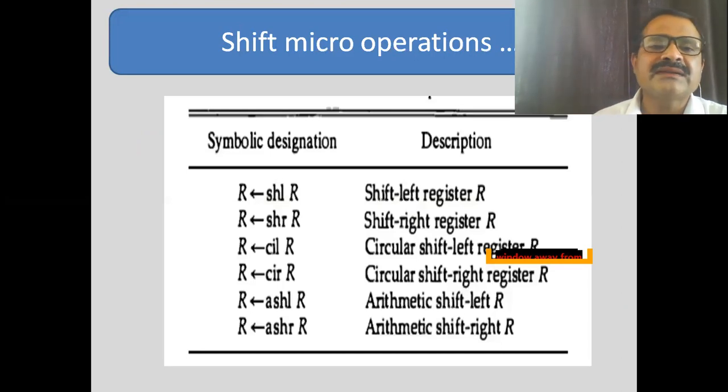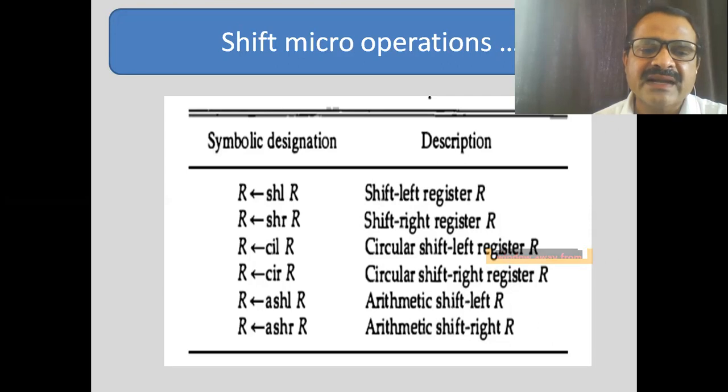Now, the question arises, what are the various shift micro operations? This table shows you there are 6 shift micro operations. One, for example, is R is equal to SHL R. What is the meaning of SHL? Here, R represents the computer register R, but SHL tells the digital computer to shift the content of register R by one place to the left. So here SH means shift, L stands for left. Same thing, R stands for right.